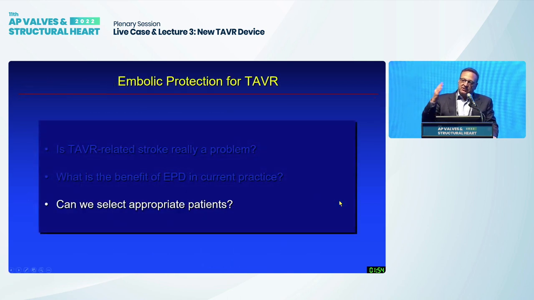So that brings us back to the final question and the question that we started with, which is how do we select patients right now for embolic protection? I think we saw maybe 8 or so TAVRs today. I don't think I saw any one of them getting embolic protection. So maybe that's the answer.